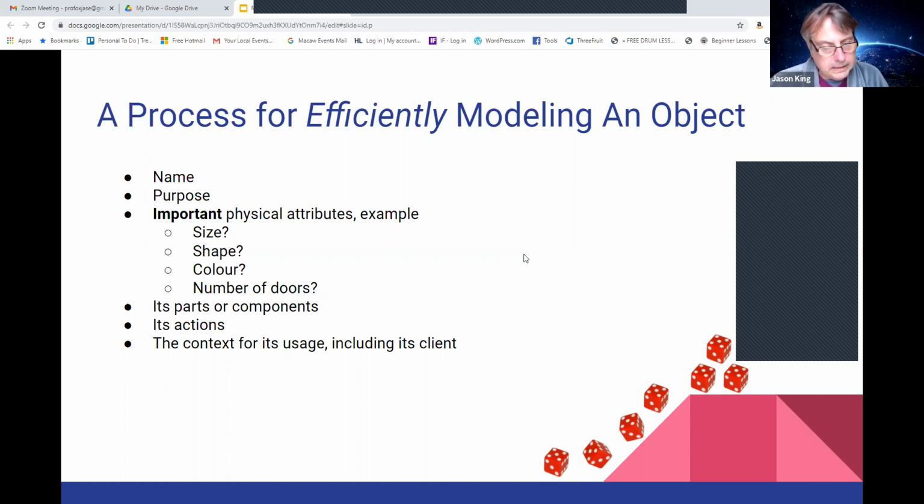Has it got any parts or components? Well, in this case, it doesn't really. Its actions: we can throw it, roll it, spin it, or in other ways cast the die or dice. We can also place it to choose the number, as opposed to using it for its function, which is to generate a random number. And the context for its usage is Monopoly, not gambling. This helps us make our decisions when we start modeling this in software. So this is a process for modeling the object.